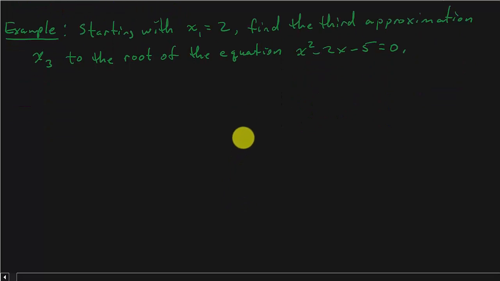It says, starting with x of 1 equals 2, find the third approximation, x3, to the root of the equation x squared minus 2x minus 5. On this example, I'm going to write out all the details, and on the rest of the examples, I'm not going to put all the details like I do in this first example.